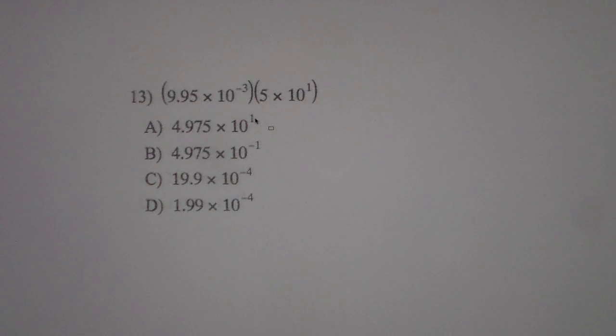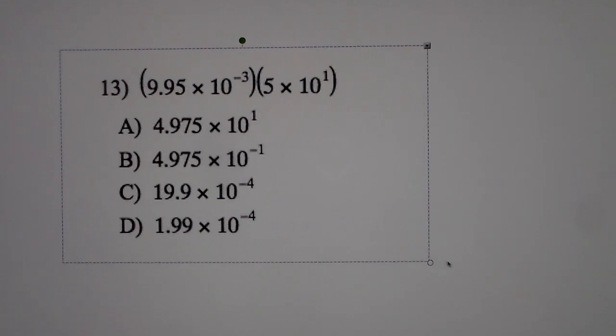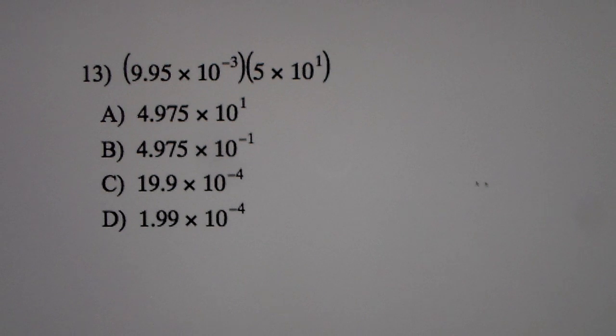Let's try number 13 here. So we got 9.95 times 10 to the negative 3 times 5 times 10 to the power of 1. Now I'm going to change this decimal number. I want to change this negative 3 power to a positive 1. To do this, I'm going to move that decimal to the left a couple times here. In fact, I'm going to move it 4 times, because negative 3 plus 4 gets us positive 1.